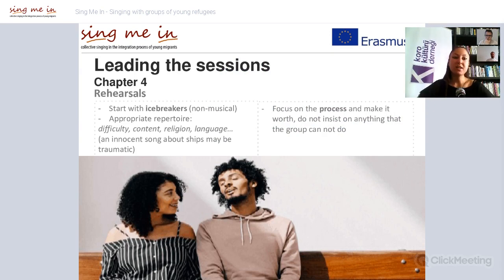During the rehearsals, you may start with icebreakers, which may be non-musical. To create the repertoire, you have to find how difficult it should be according to the age profile, according to the language, how many different languages the refugees speak in your environment. And religion is also important. An example about this may be a very, very easy, simple, naive song about ships. The sea may be very difficult, may remind the refugees of a very difficult moment from their lives, for example, running away from a country to another country.